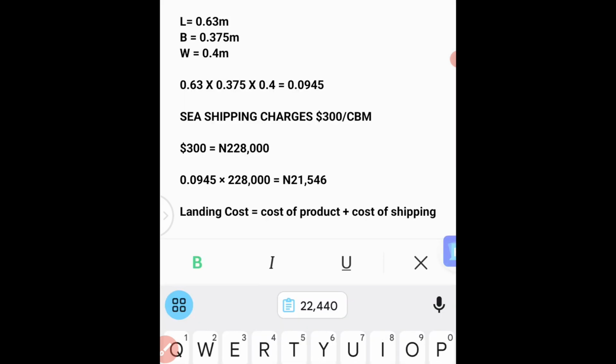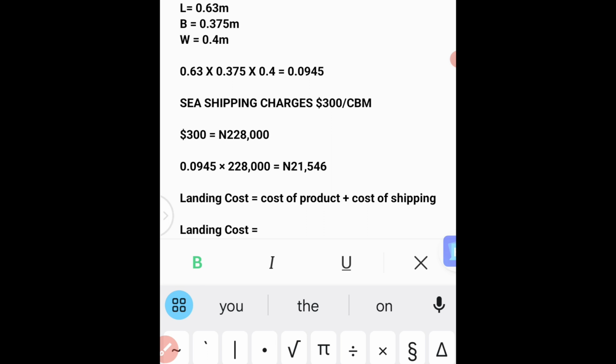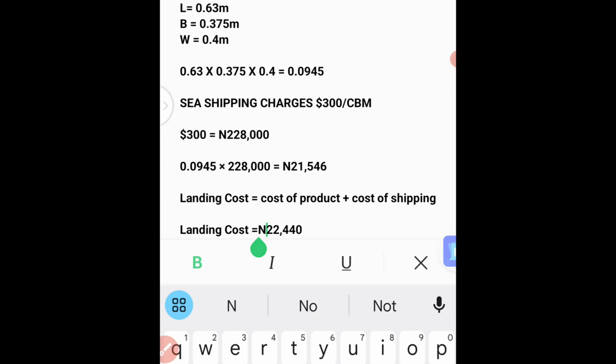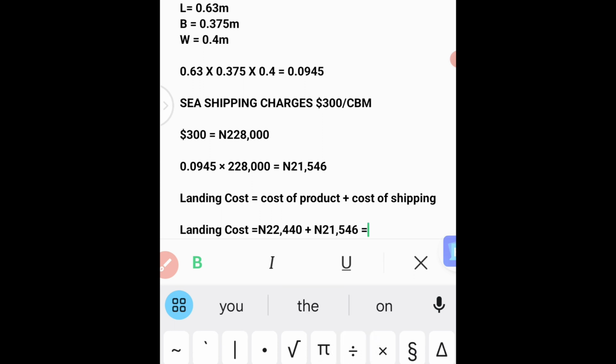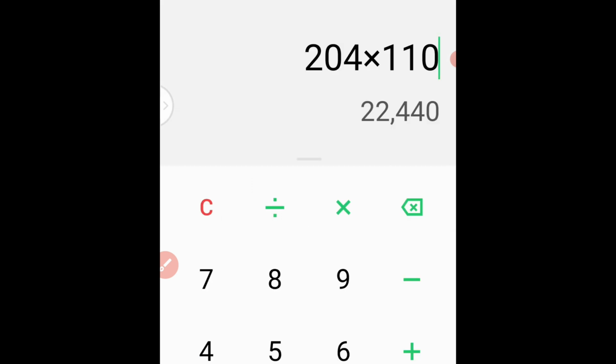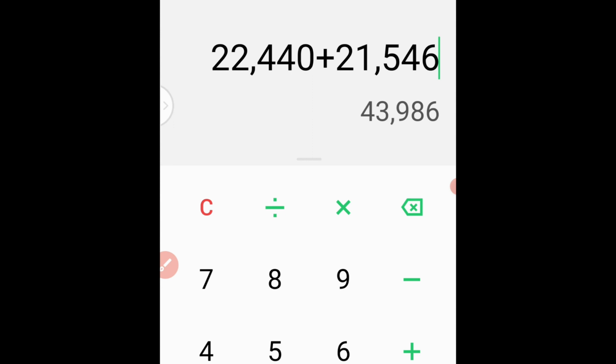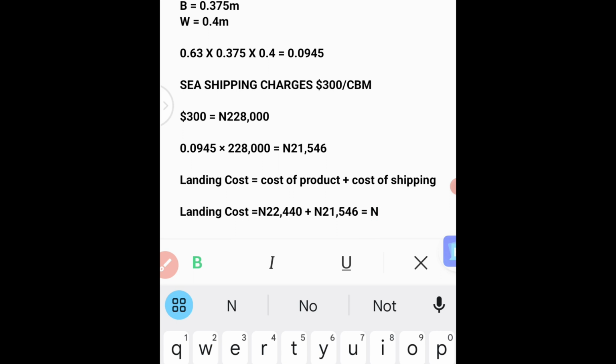So we have the cost of our products now. Remember, we are calculating our landing cost. We have the cost of the product as this. So that's the cost of our product, and remember again, it's in naira. 22,440 plus our shipping cost. So let's add this together and get our total. 22,440 plus 21,546. We have the cost of the product plus the shipping. So our total here is 43,986.